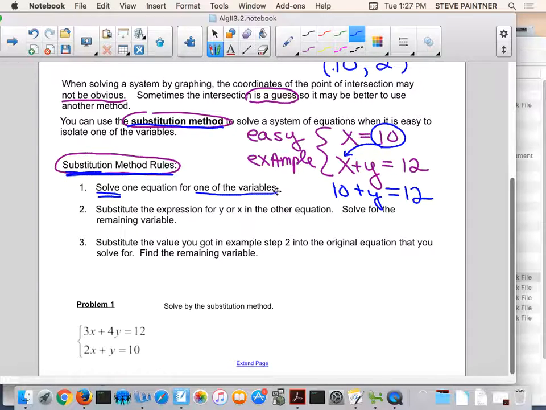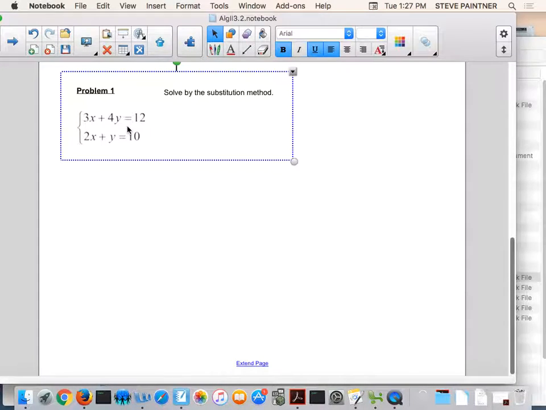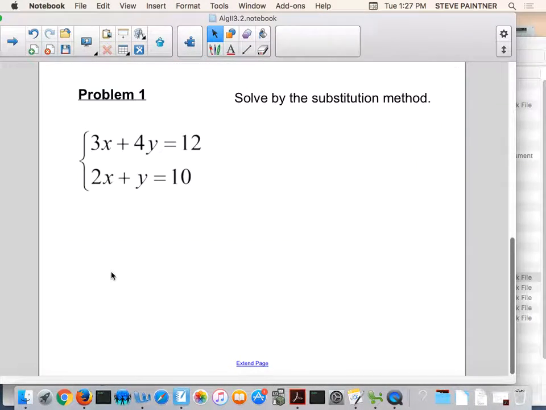And I'm not going to read any more because we're going to get started and you'll see this is exactly what we're doing. All right, here we go. It says use the substitution method to solve this problem. Well, the first thing you have to decide is which variable you want to solve for. This x, this y, this x, this y. What looks easiest?